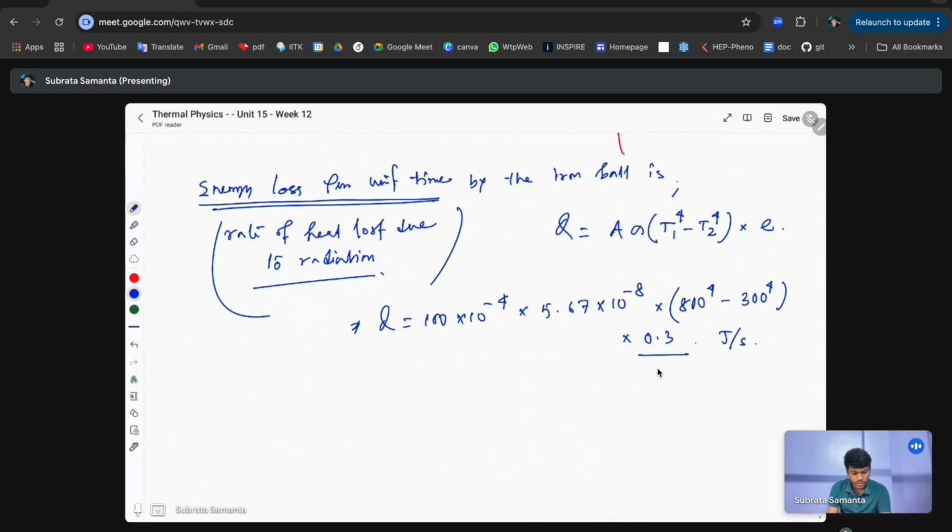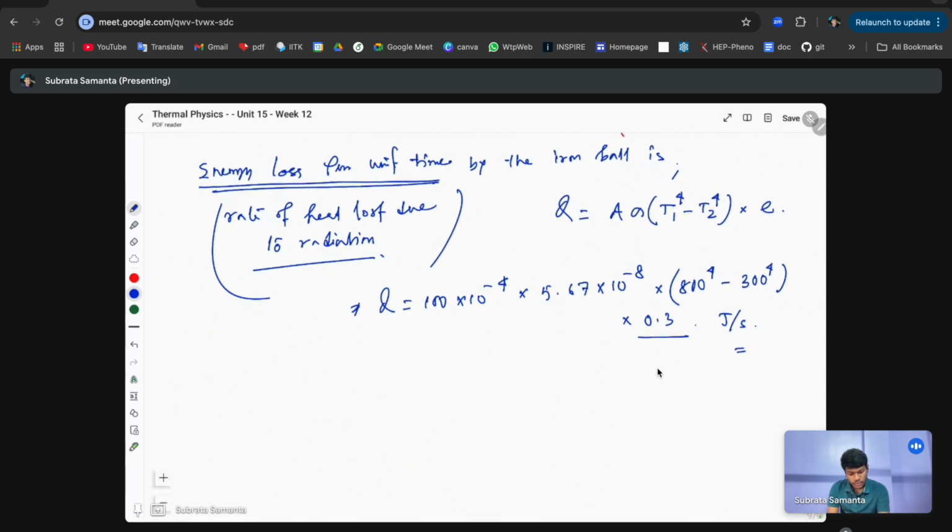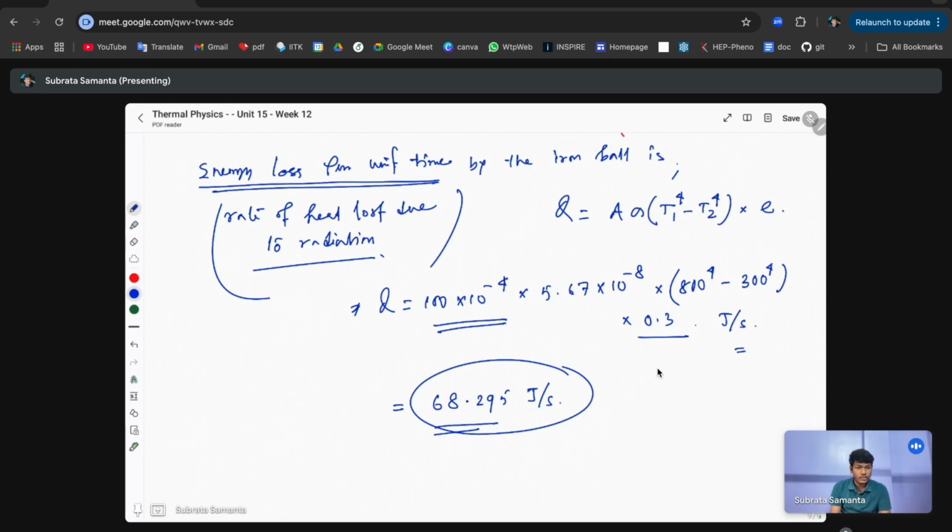So you have to convert per unit time, so joule per second. After simplifying this, it is basically 68.295 joule per second. So check this, use your calculator to calculate this. You find 68.295 joule per second. Any question?